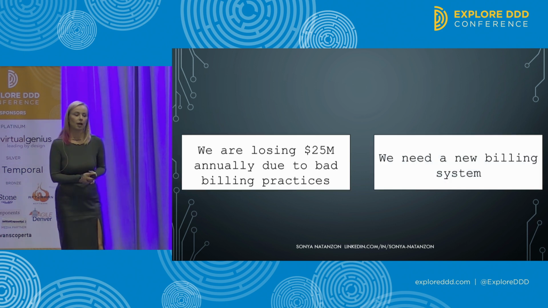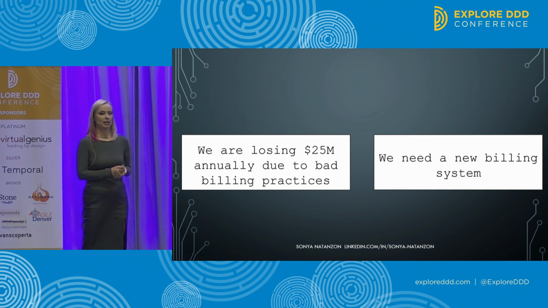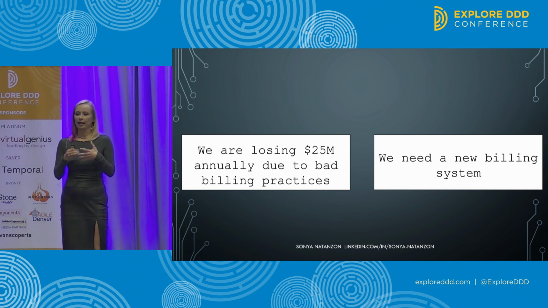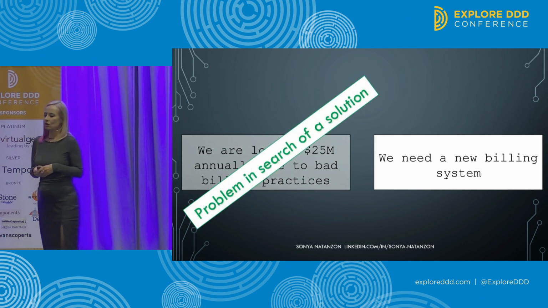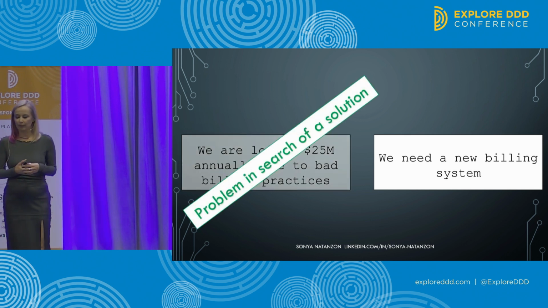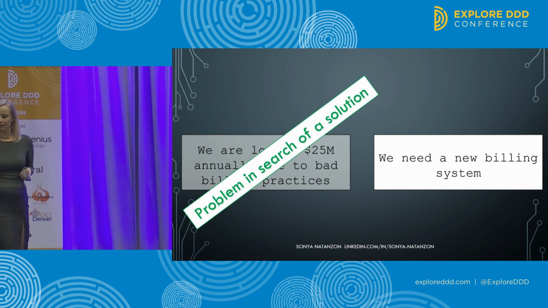Here's another one. We need a new billing system. My knee-jerk reaction to a statement like that is, why? Why do we need a new billing system? What good outcomes will start happening or what bad outcomes will stop happening if we get a new billing system? Unclear, other than we'll have a new billing system. So what do we have? Well, this one is pretty clear. This is a good problem statement.